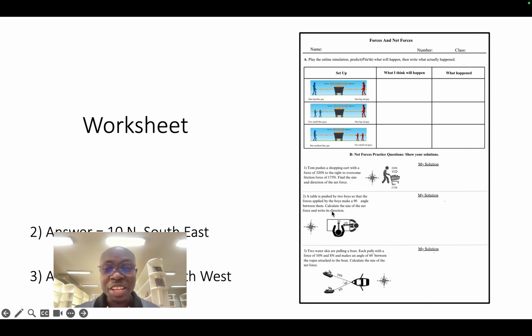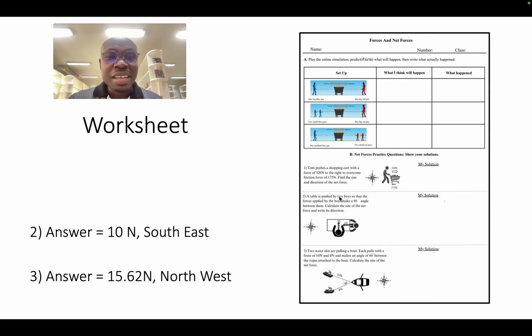Now, we have finished. There are 3 questions for you for part B, right? Part A is an online game. You play and write. Part B, I have 3 questions for you. You're going to write your solution. How did you get it? I want to see how you got it. Okay, don't write only the answer. Number 1, 2, and 3.